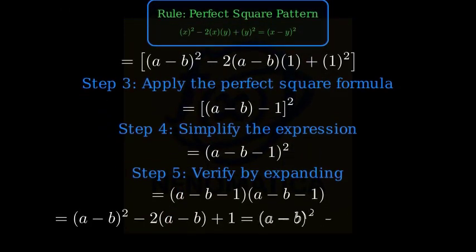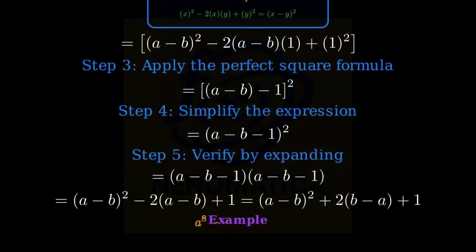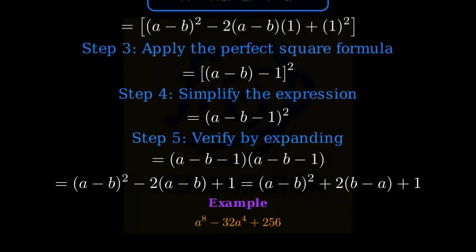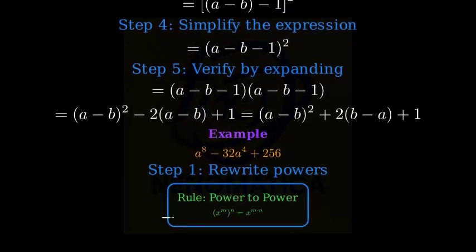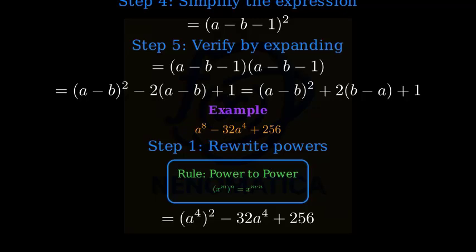Now, let's move on to our second example. We have the expression a to the 8th power minus 32a to the 4th power plus 256. For this problem, we need to recognize another pattern. First, let's rewrite the expression to make the pattern clearer. We can write a to the 8th as (a to the 4th) squared.